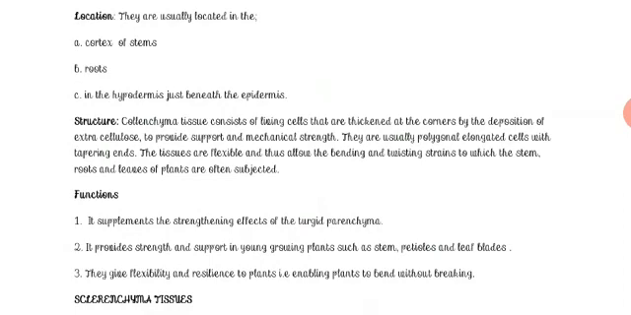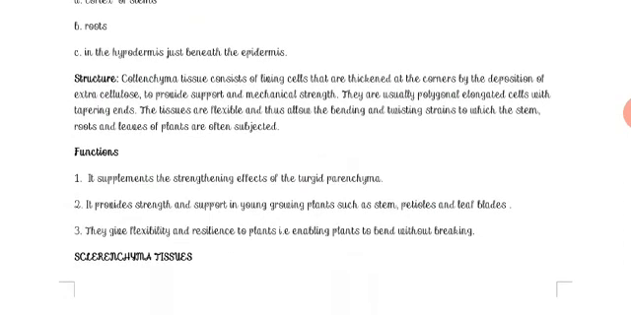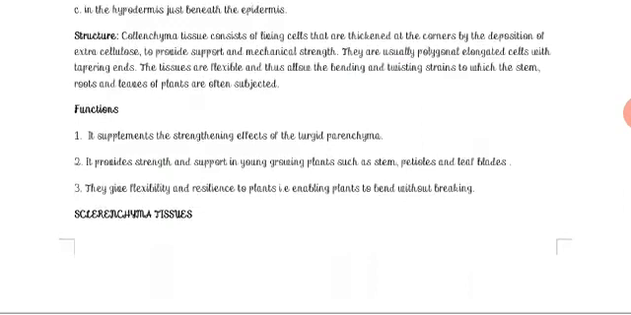That is, they are to provide support and mechanical strength. They are usually polygonal, elongated cells with tapering ends. The tissues are flexible and thus allow bending and twisting of the strains to which the stem, roots, leaves, or plant are often subjected due to wind, rain, and other factors. Function of collenchymal tissues. It supplements the strengthening effect of the turgid parenchyma.